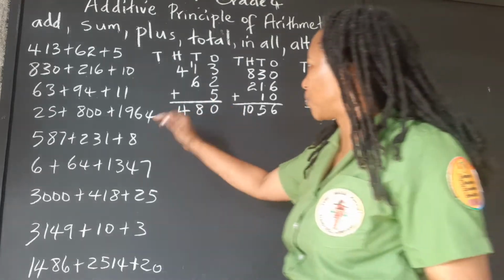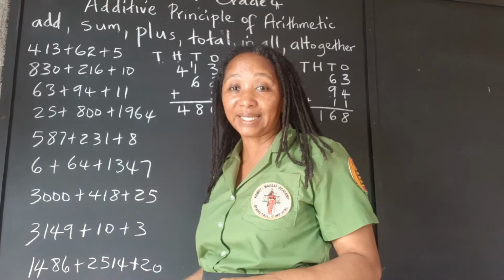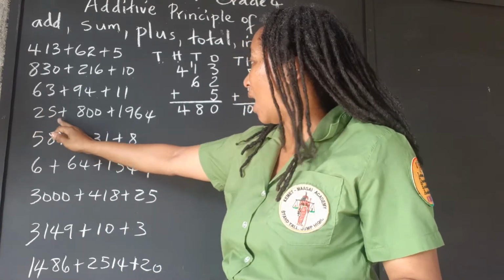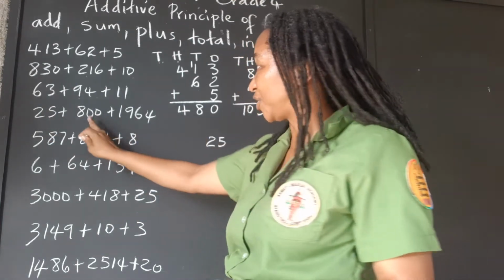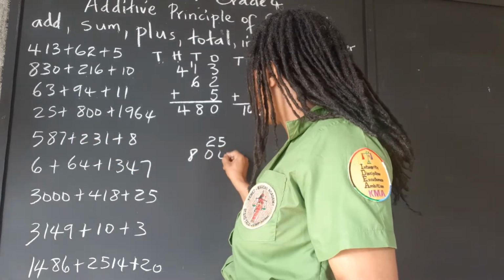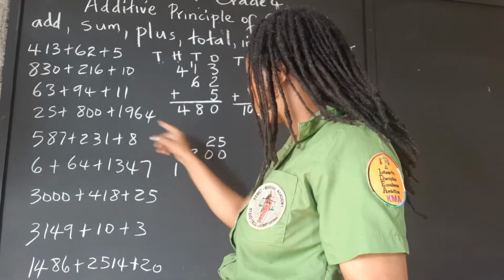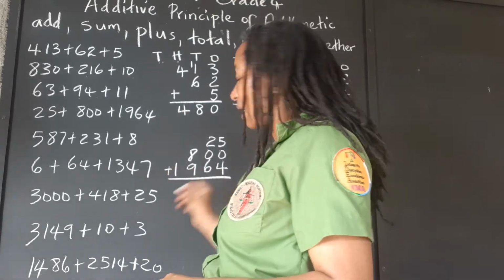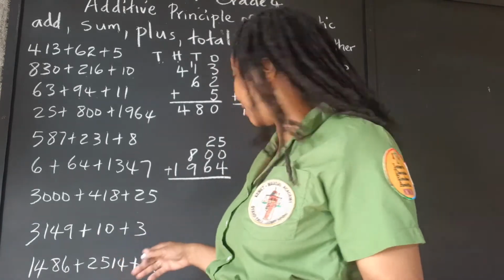So for the others, we're not going to put the place value, but just remember the places are there. So you need to remember those places. So I'm going to start with the 25. 800, remember the 8 is in the 100, so it goes there. And 1,000 in the 1,000 place, 964. Okay, so now we have it properly lined up.